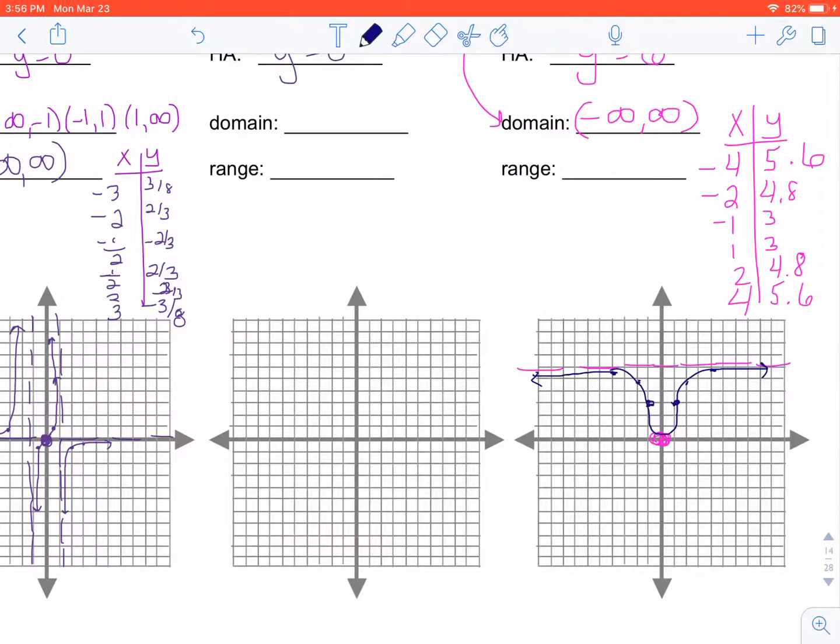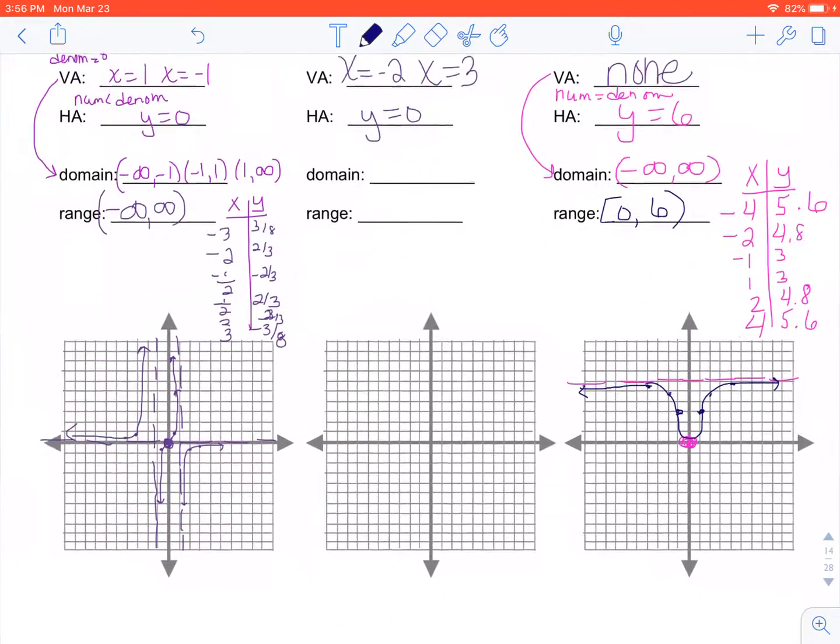So when we do this range, the range starts at 0. That's the x-intercept. Well, it's touching 0, so it gets a 0 and a bracket around it. And then it goes up to 6, and it doesn't go beyond that, so it gets a parenthesis. That graph was a little different than the other graphs that we looked at.